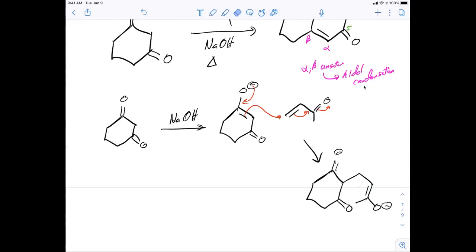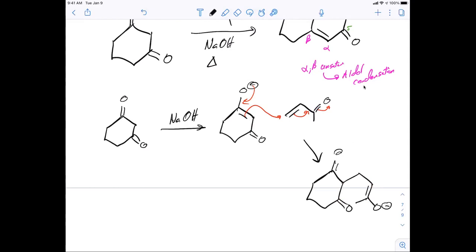Okay, so here, let's count again. 1, 2, 3, 4, 5. So here we have our enolate form. Now, in this enolate form, would this enolate react with that carbonyl carbon? Well, what would be the distance? So here we'd have 1, 2, 3, 4. Are we going to make a 4-membered ring?